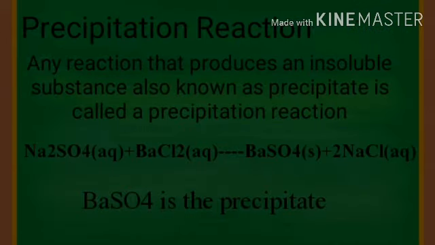Precipitation reaction. Any reaction that produces an insoluble substance, also known as precipitate, is called a precipitation reaction. For example, sodium sulfate plus barium chloride gives barium sulfate plus sodium chloride. Here, barium sulfate is the precipitate.